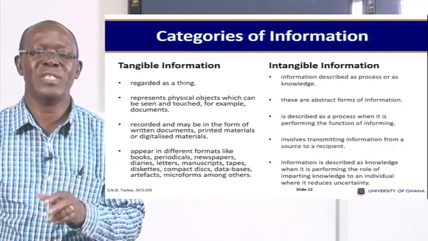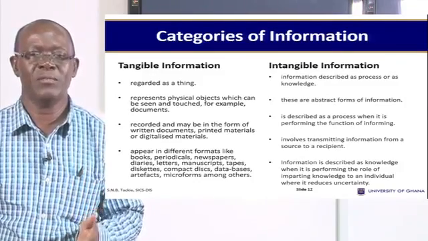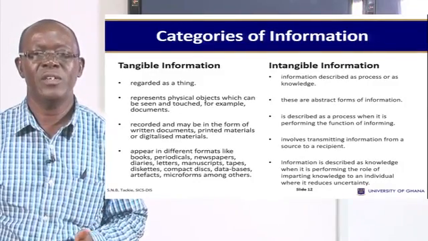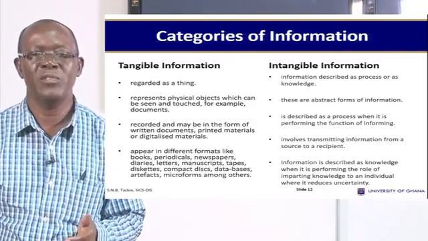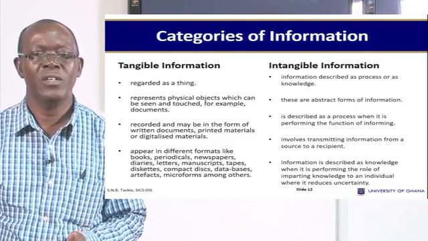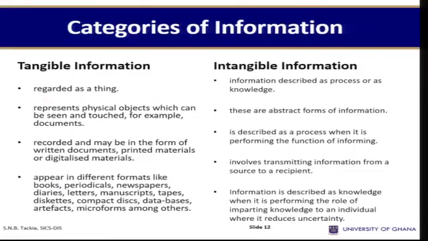We are looking at information as an intangible subject matter. Information as an intangible involves transmitting information from one source to a recipient. And then information is described also as knowledge when it is performing the role of imparting knowledge to an individual, where it is used to reduce uncertainty, or where it is used in decision making, or where it is used for the purposes of manufacture.